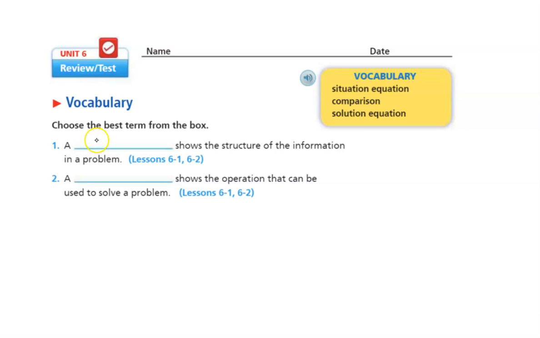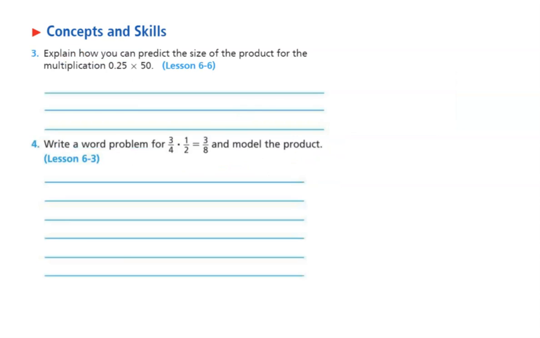So this first one says, choose the best term, just like normal, we do those vocab. It says, a blank shows the structure of the information. I'm not super worried if you didn't get these, but that one's supposed to be a situation equation. And then this one says, a blank shows the operation that can be used to solve the problem, and that's going to be a solution equation. So your solution equation is one where you can actually solve it. The situation is where you might need more, but you at least understand what it is you're trying to solve, okay?